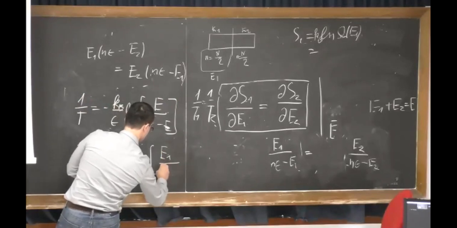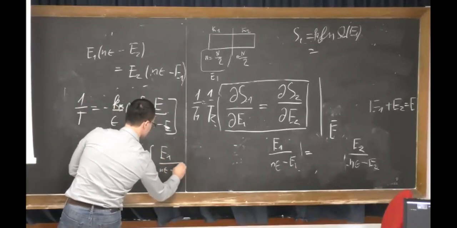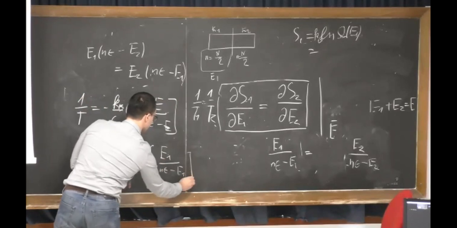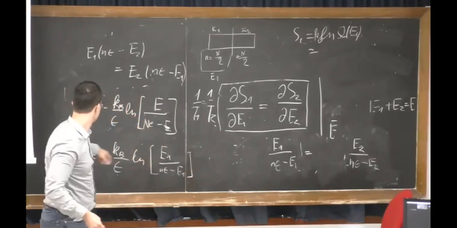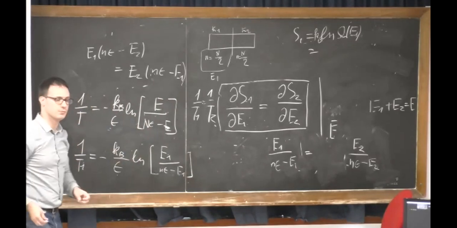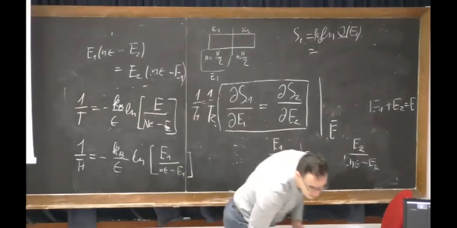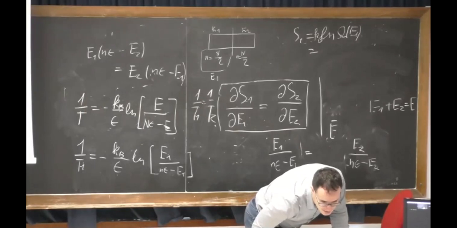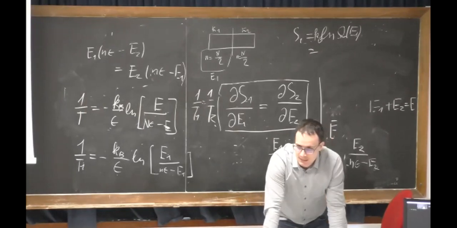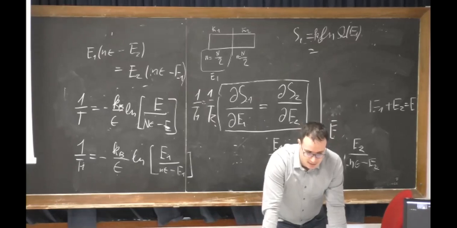E1 and epsilon minus E1. So, if I put some real numbers, will 1 over T1 be different from 1 over T? Ivana? Yes. What do you think? Can you repeat it, please?